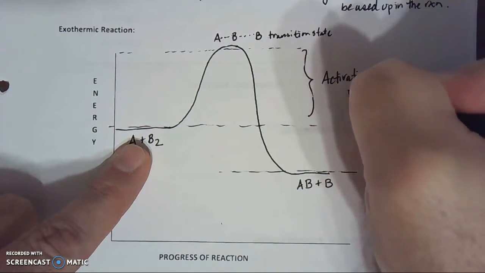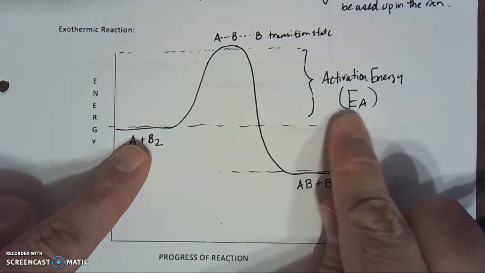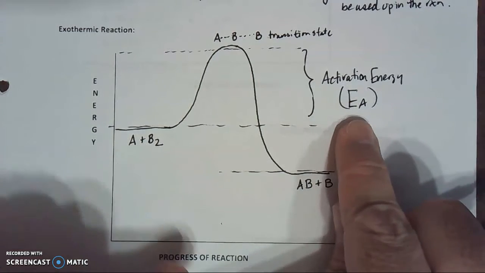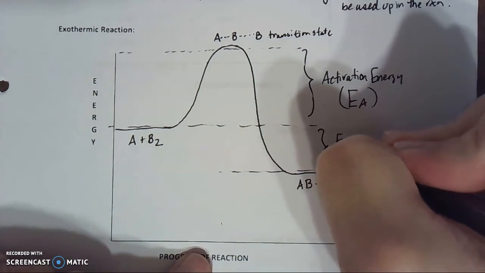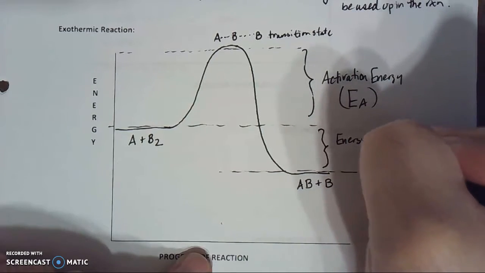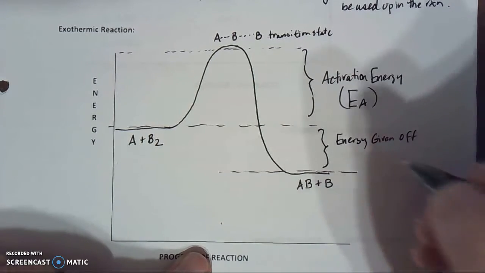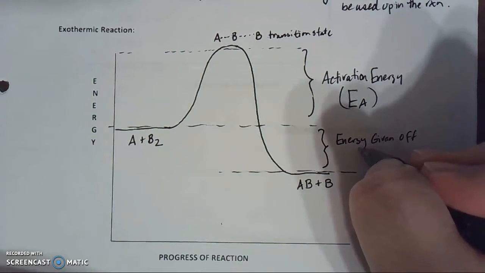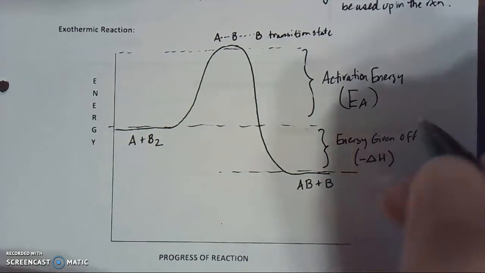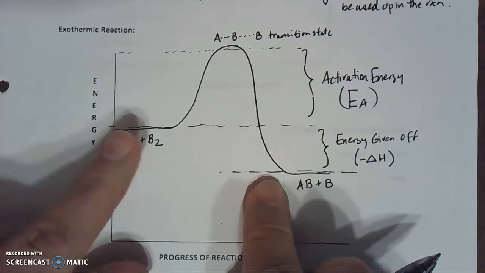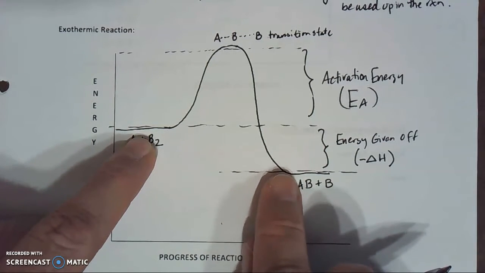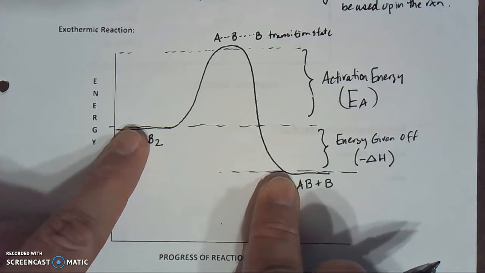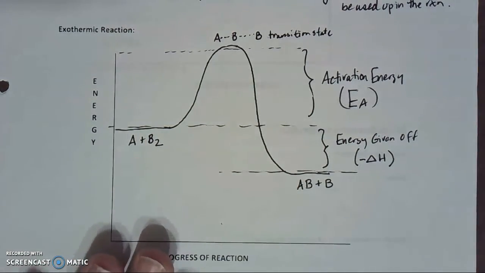Sometimes that's abbreviated with a capital E with a subscript of A, or E sub A. This right here represents our energy given off, which, using some terminology from last unit, is a negative delta H. So this amount of energy from where we began to where we ended up is given off. So we're lower than where we started. Let's look at an endothermic reaction on the next page.